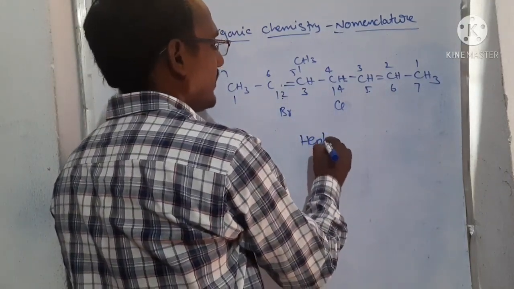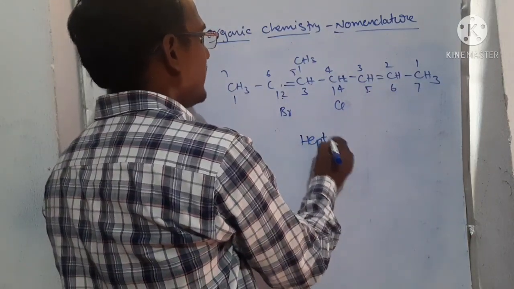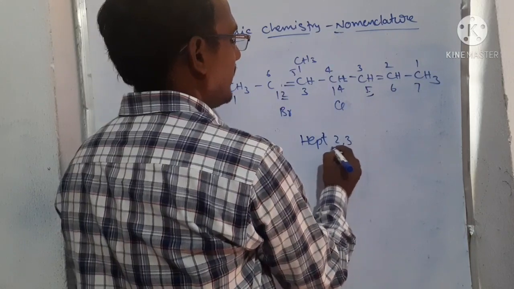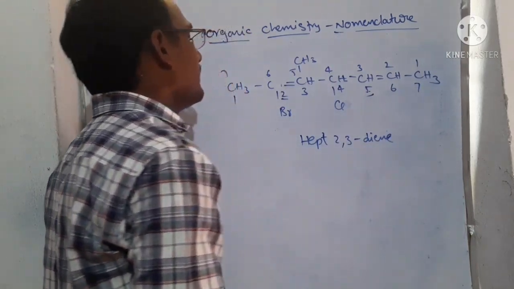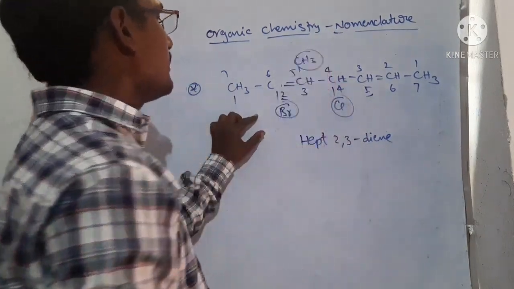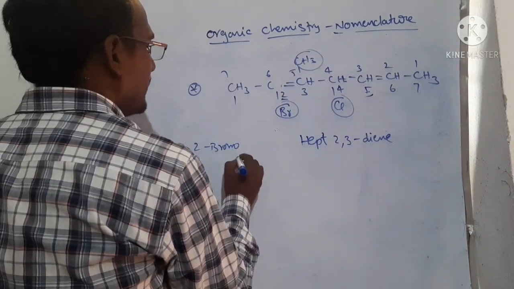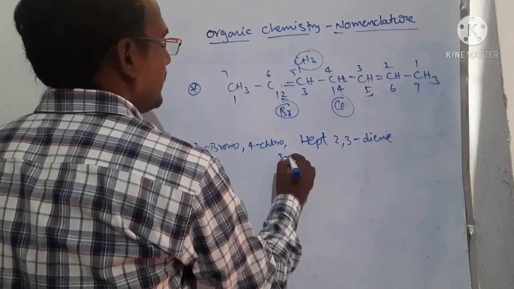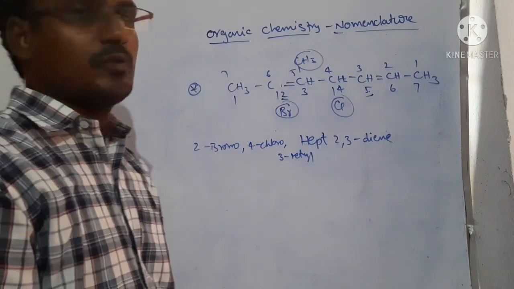So the root word is hept. Total 2 double bonds are there, that means diene. The positions are second and fifth, so 2,5-diene. Then the bromine, chlorine, and methyl. According to alphabetical order, you can write 2-bromo, 4-chloro, and 3-methyl, hept-2,5-diene. Right?